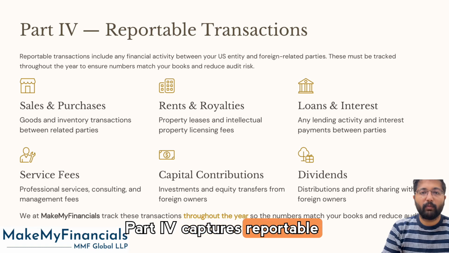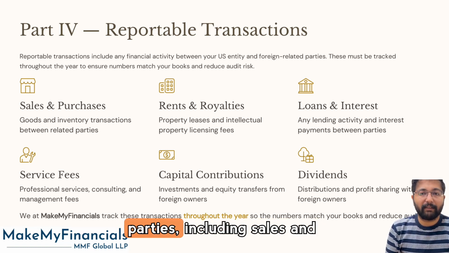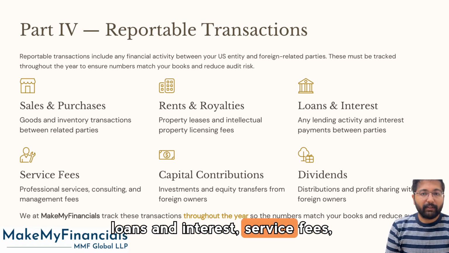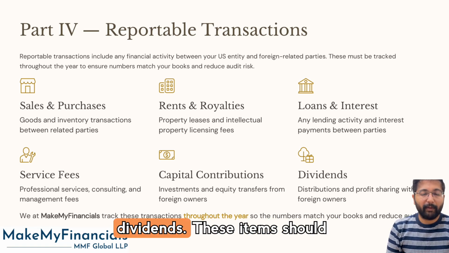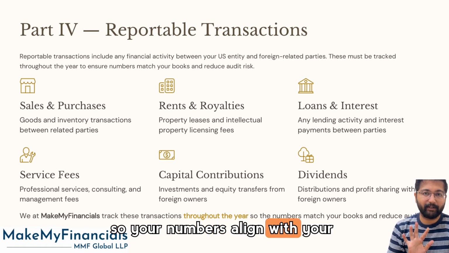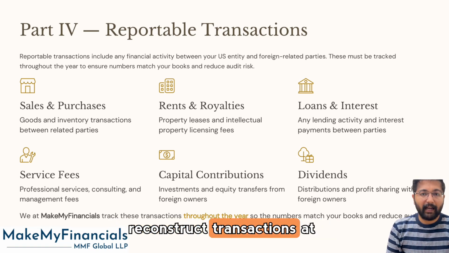Part 4 captures reportable transactions between your US entity and related foreign parties, including sales and purchases, rents and royalties, loans and interest, service fees, capital contributions, and dividends. These items should be tracked throughout the year so your numbers align with your books and you can reduce audit risk rather than scrambling to reconstruct transactions at year end.